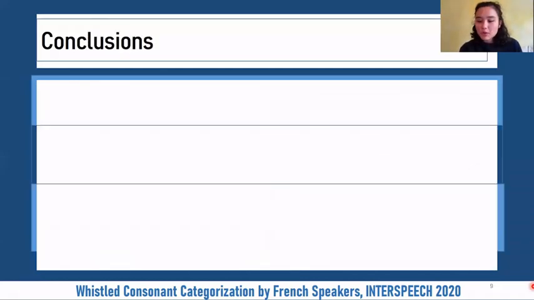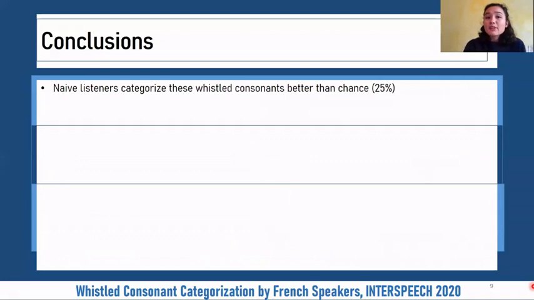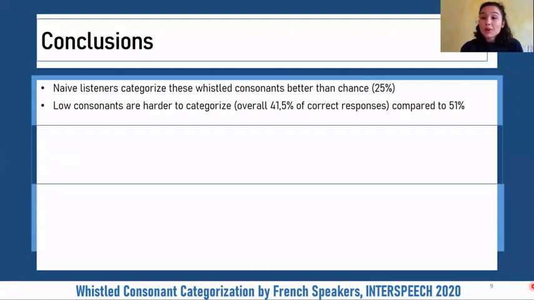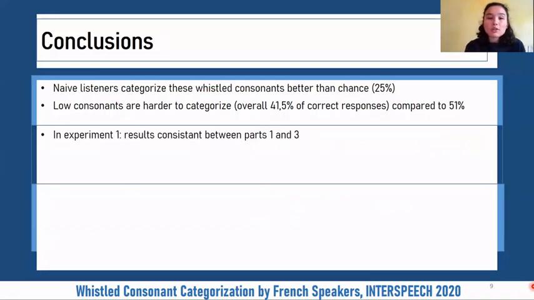And same thing for T in these two experiments. So in conclusion, naive listeners can categorize these whistled consonants better than chance, being 25%. However, lowered consonants were harder to recognize, and participants only had 41.5% of correct responses compared to 51% that they obtained with the natural frequency of whistled consonants. In addition, in experiment 1, results were consistent between parts 1 and 3. And in experiment 2, the results improved.